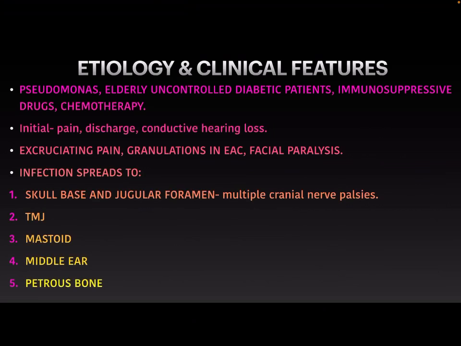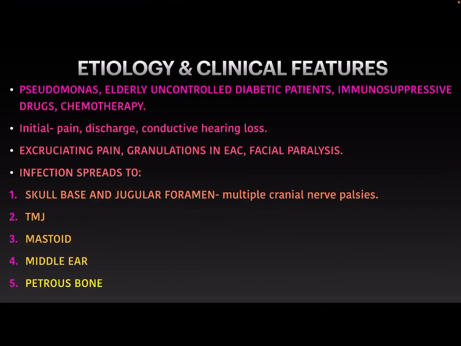Then moving on, when you look at the clinical features, initially the patient will have symptoms very similar to diffuse otitis externa, that is pain, discharge, conductive hearing loss. Then later on it will progress into excruciating pain, and then you can see granulation tissues in the external auditory canal. Granulation tissue in the external auditory canal is a characteristic finding, and you can see that on otoscopy. And there is also associated facial paralysis because there is involvement of the facial nerve.